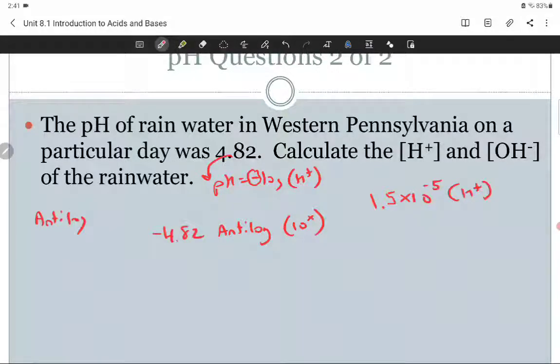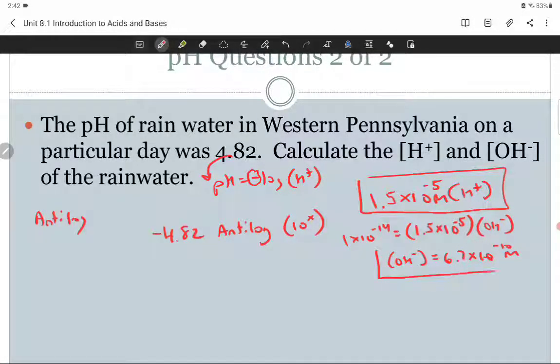I got that for the hydronium, and then you can do a couple different things to get the hydroxide. I think it might be easiest to go like this. There we go.